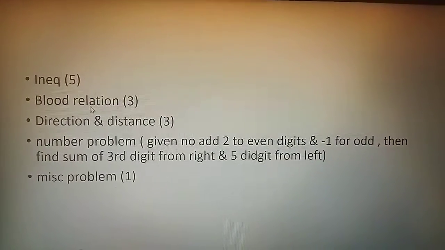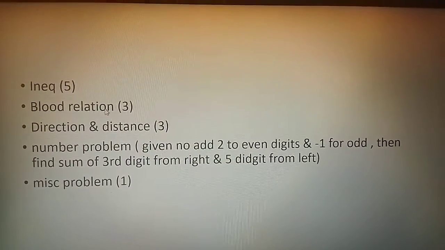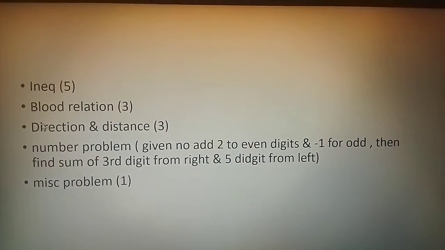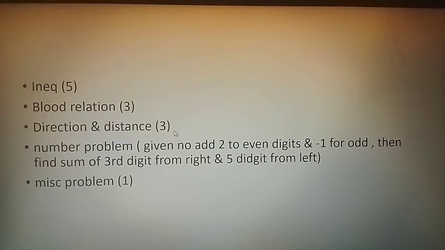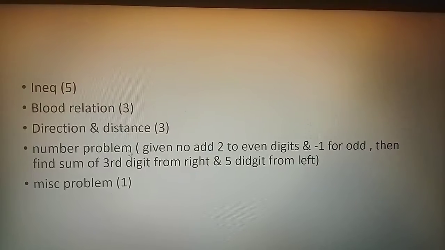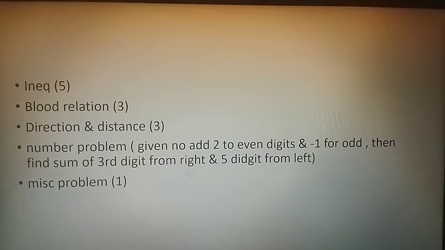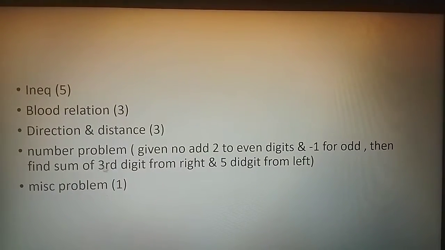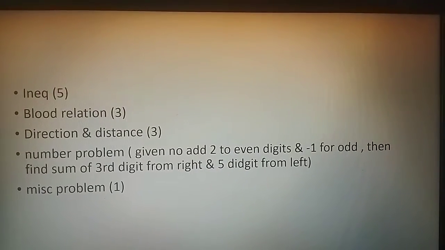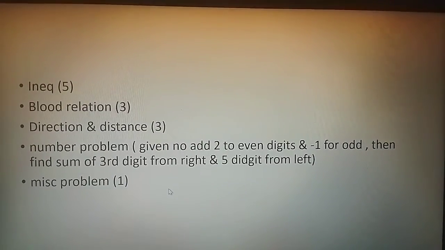Blood relation was quite tricky for me, so I solved only 2 questions from this. Sorry, 1 question, not 2. The next one was direction and distance. It was easy. The other miscellaneous problem had a few digits given, and we needed to add 2 to even digits and subtract 1 from odd digits. After that we needed to find the sum of the third digit from the right and the fifth digit from the left. I think 9 and 6. The answer was around 15 or 16, something like that.